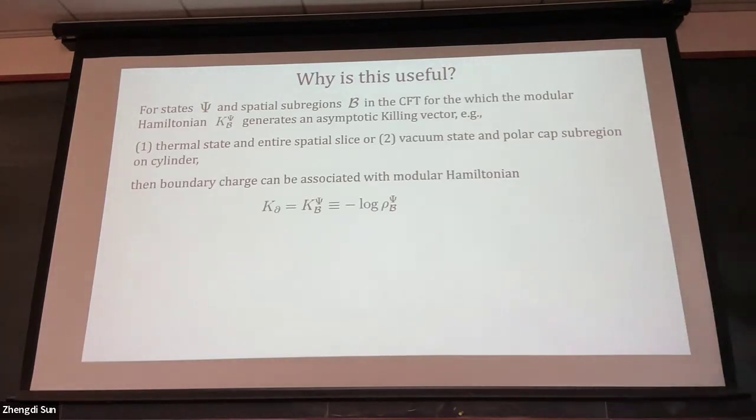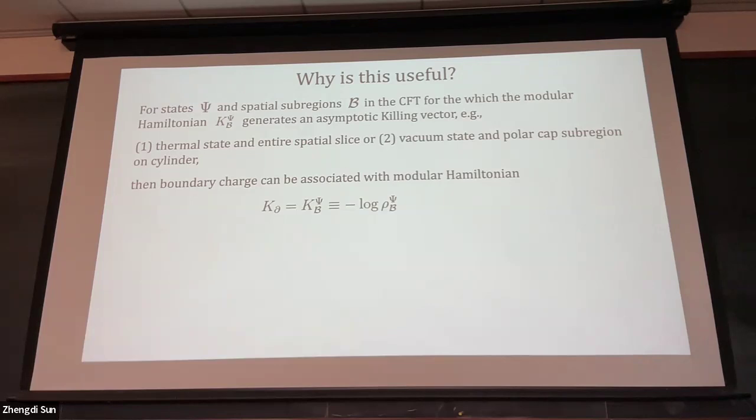Well, in state psi and spatial subregions B in the CFT, where the modular Hamiltonian K psi B, which is defined down here, minus log of the density matrix, for those particular states and subregions where the modular Hamiltonian generates an asymptotic killing vector. So I said there was a killing vector in the bulk, you take it to the boundary, it generates an asymptotic killing vector. When that's true, here are two examples. You take the thermal state in the CFT and the entire spatial slice, or you take the vacuum state in the CFT and you take a polar cap subregion of the sphere on a t equals 0 slice of the cylinder. These are both examples of such states and regions.